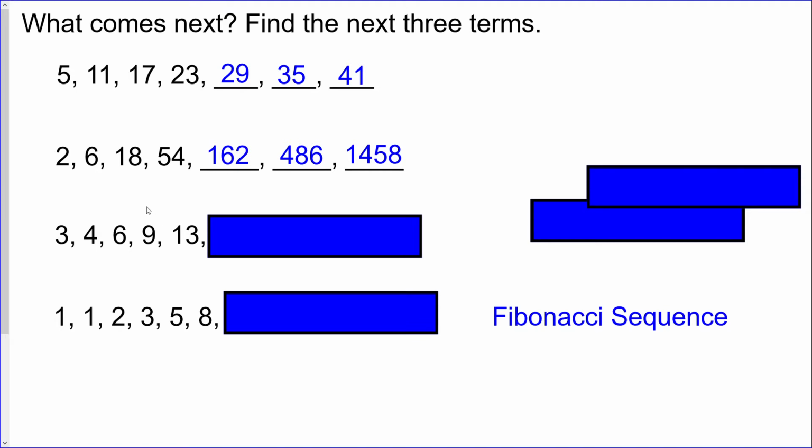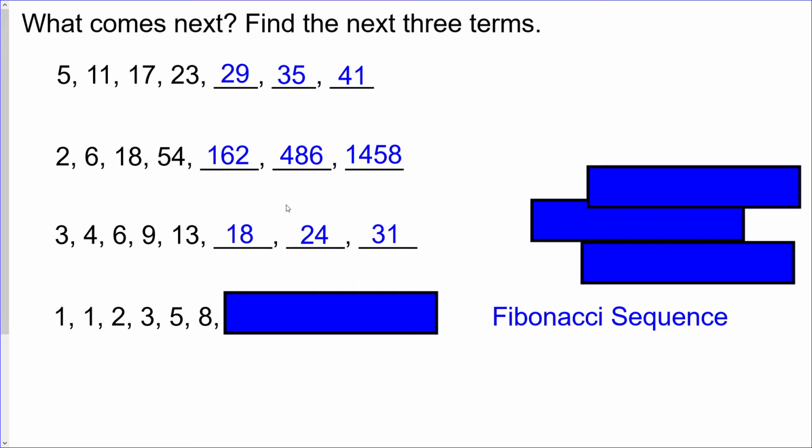The third one is a little bit trickier. Hopefully you got it, but it's adding a little bit more each time. So the first step, it's adding 1, then adding 2, then adding 3, then adding 4. Okay, you get the idea. Add 5, add 6, add 7.